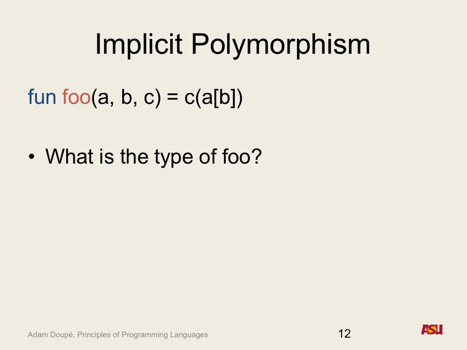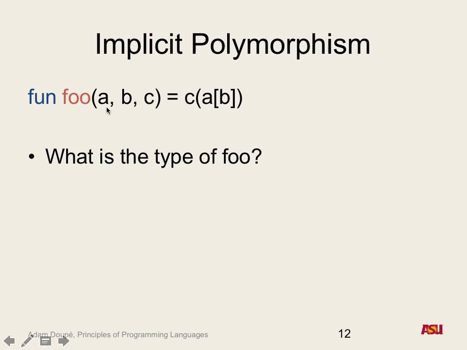Cool. So what else do we know? So we said we know something about C. Do we know something about A? A is an array of what? Of type T. See how it gets difficult to just eyeball this? What do we know about B? It has to be an integer, right?